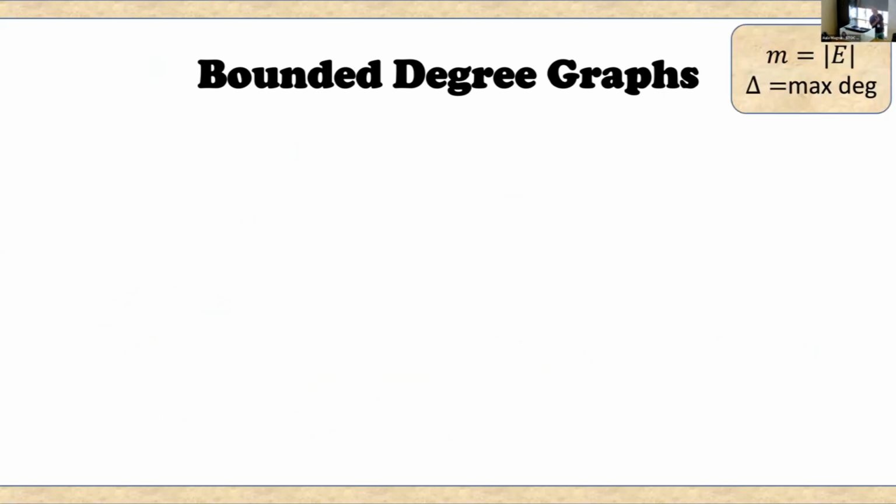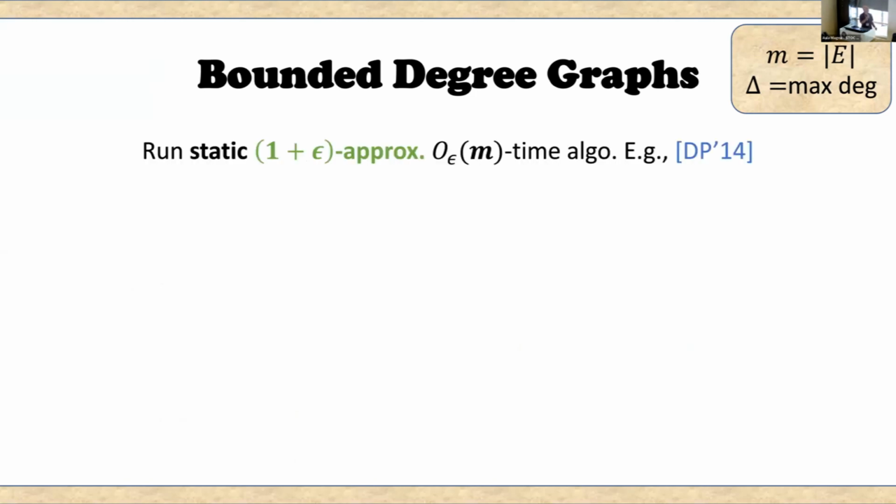So here I'll use the standard notation. M is the number of edges, delta is the max degree. And here's the algorithm that pops out of the observation on the previous slide. Just run your favorite static 1 plus epsilon approximate matching algorithm. There's a bunch of near linear time algorithms for this. My personal favorite is Duan and Pettie, but your mileage may vary. That also works for weighted matching, so I guess that's maybe why I like this better.